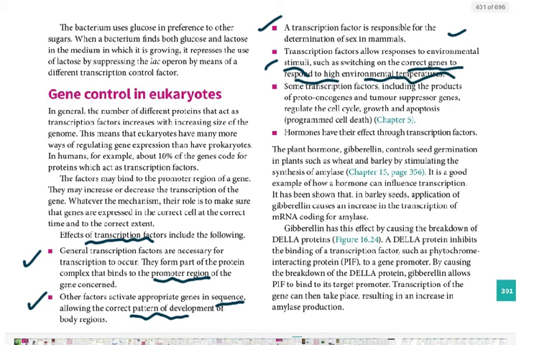Then, of course, we have another point, which is that transcription factors include the products of proto-oncogenes and tumor suppressor genes, so that we can regulate the cell cycle, growth, and programmed cell death, like red blood cells must die after a certain period of time. And then the last point is that hormones have their effects through the transcription factors. So these are the main points about transcription factors, and sometimes you get a very complicated question on this, which really checks if you've understood this very well or not.